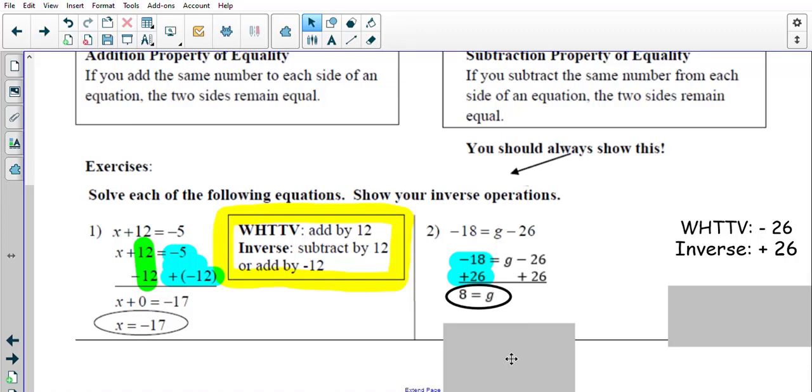I do often have students who ask, well, is it okay if I write 8 equals g? Do I have to flip it around? You don't need to flip it around, but 8 equals g is equivalent to g equals 8.